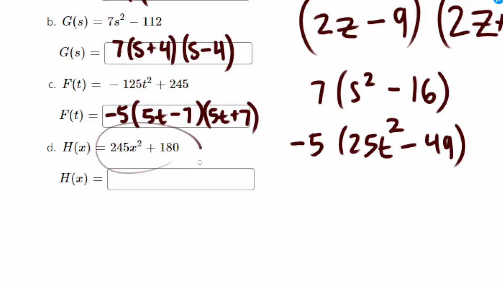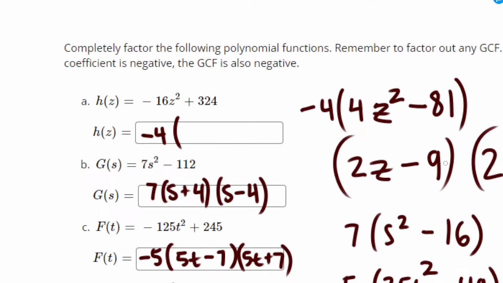Okay. This one, I have a feeling that 45 is good for both. Let's see. 245 divided by 45. Nope. So let's try 15 maybe. Nope. Looks like just 5 is our best bet. So if we divide by 5, we'll have 5, and then we'll be left with 49x squared. And then 180 divided by 5 is 36. So plus 36.